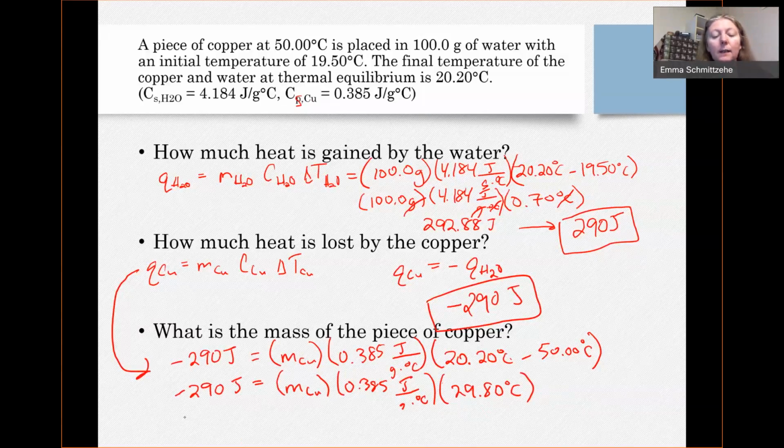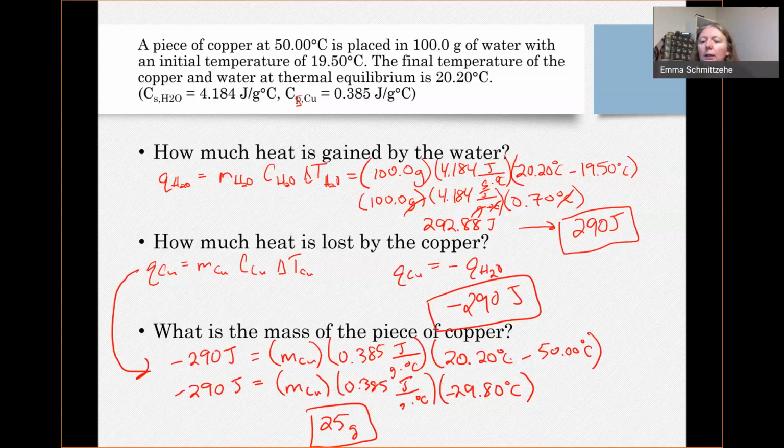Then I take the negative 290 and divide by 0.385 and also by 29.80, and that'll give me my mass. Actually, I messed up here. It's negative 29.80, because 20.20 minus 50 should be a negative value. So when I divide those, I get a positive mass, because you can't have a negative mass. It needs to be rounded to 2 sig figs because of the heat. So 25 grams would be my mass of copper.